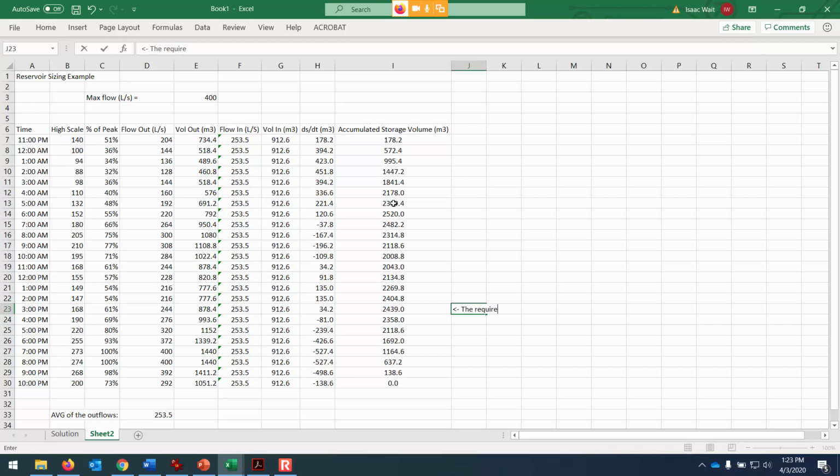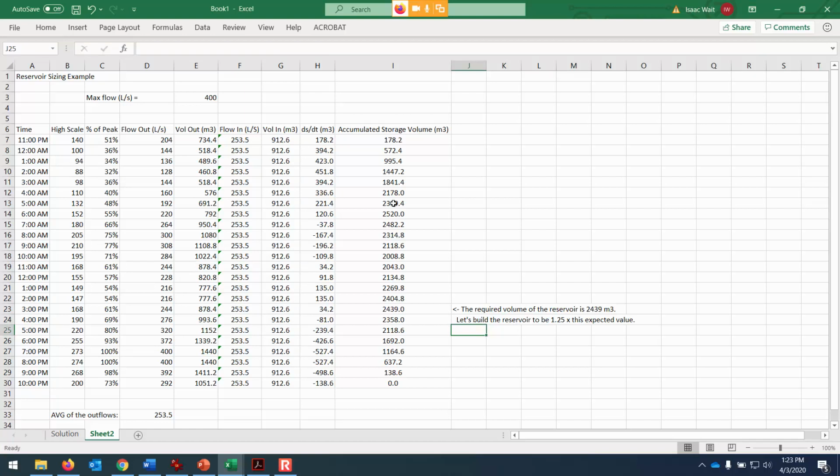The required volume of the reservoir is 2439 cubic meters. And then if I wanted to put in some safety factor there, you know, I'd say let's build the reservoir to be 1.25 times this expected value. All right.